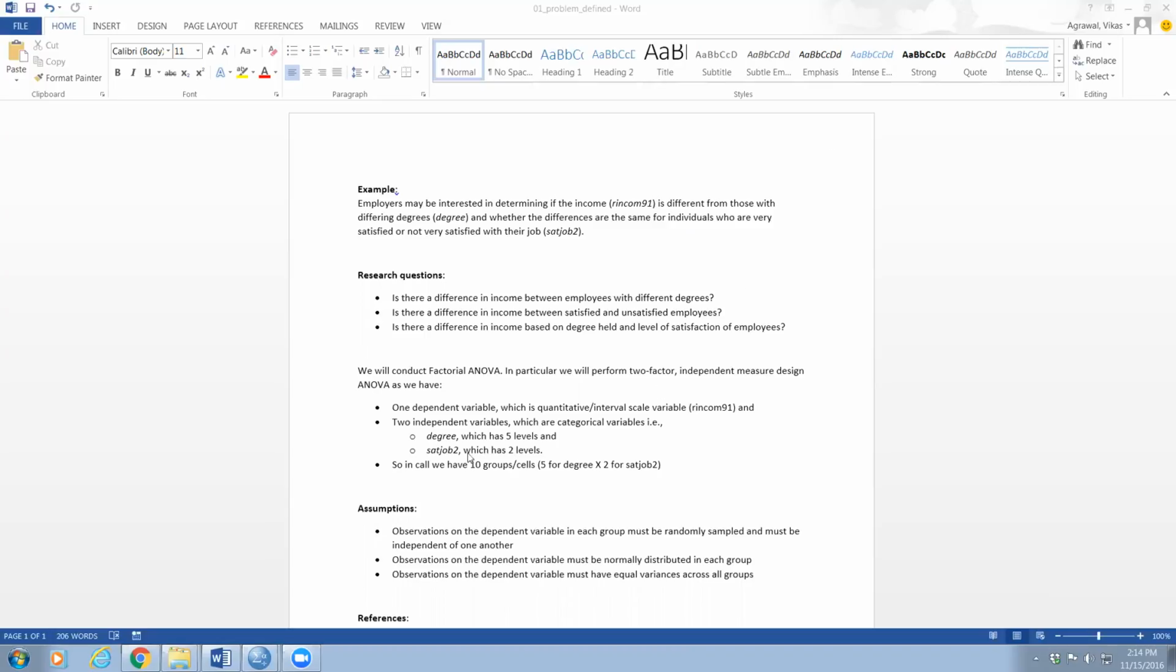One is the degree, which has 5 labels, and the second is the job satisfaction, which has 2 levels, satisfied and not satisfied. We're going to see the different levels of degrees as we continue the analysis, but we have already discussed those in my earlier 2 videos. So please watch them if you need more ideas on that. So let's go ahead and continue with the analysis.